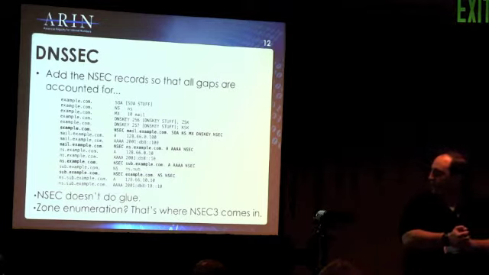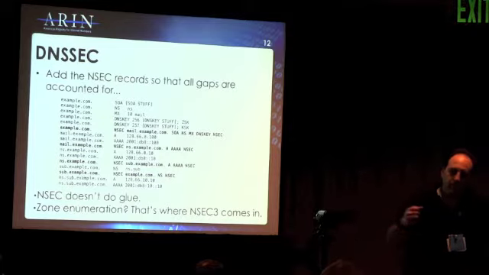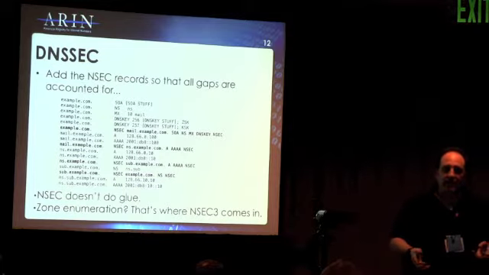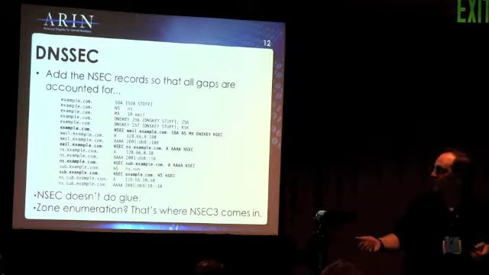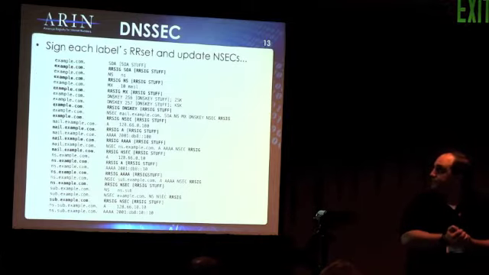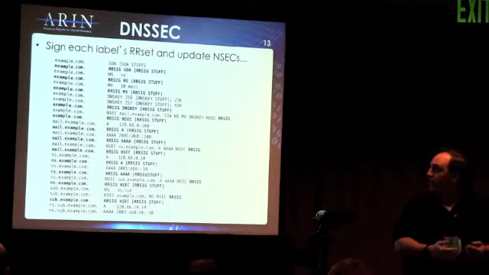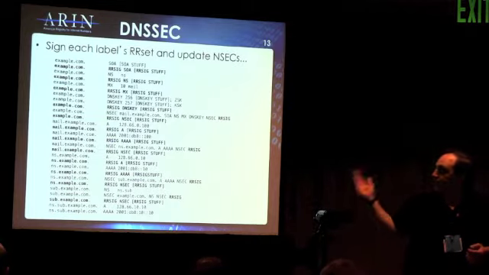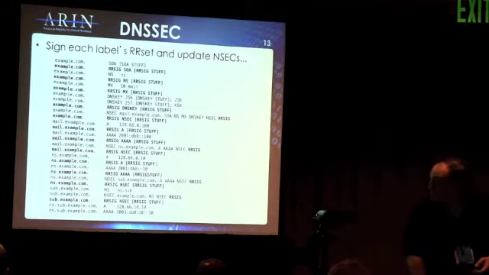And as is obvious in this little example, it's easy to enumerate a zone with NSEC records. NSEC3 exists to make that difficult. It hashes the next secure record. And it can also be used to opt out of signing parts of zones. Then, once the NSECs are in, you add the RRSIGs. Obviously, this really blows up the zone from something like that to that.